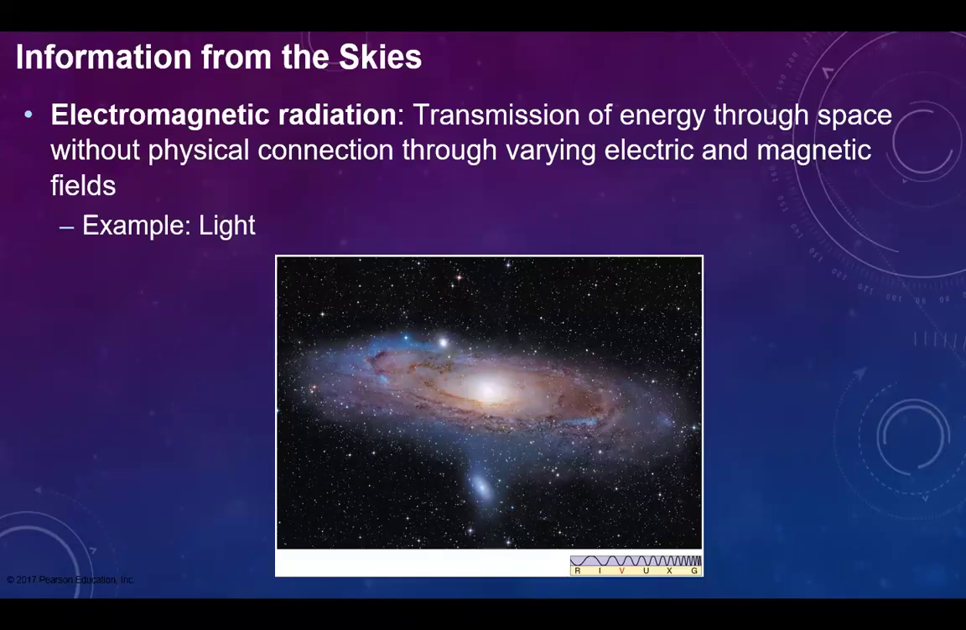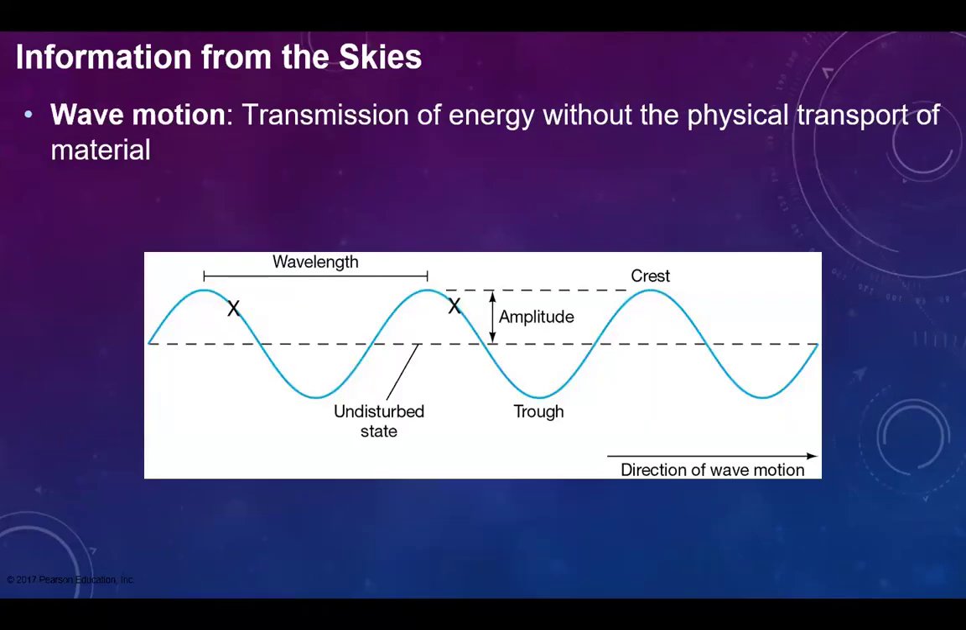And an example of this is visible light. So here is a galaxy as seen in visible light. That light is generated in that galaxy and travels through a whole bunch of empty space to eventually reach a telescope.